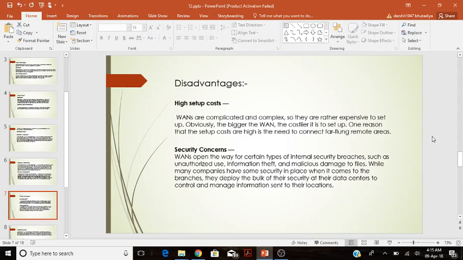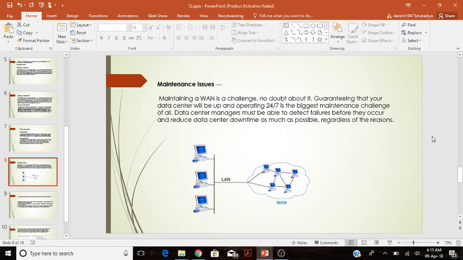The other one is security concern. WANs open the way to certain types of internal security breaches such as unauthorized use, information theft, and malicious damage to files. While many companies have some security in place when it comes to the branches, they deploy the bulk of their security at their data centers to control and manage the information sent to the locations.